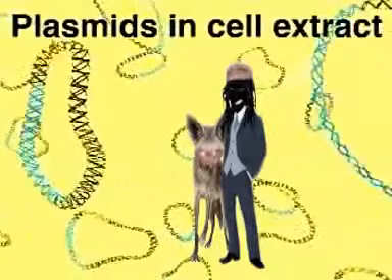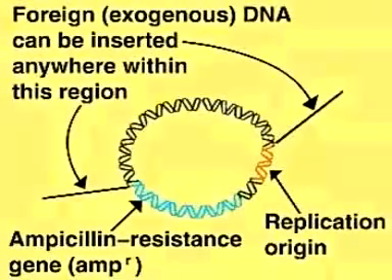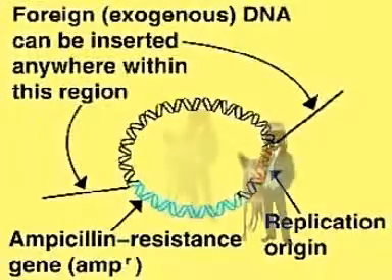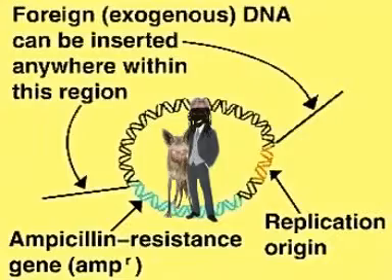Generally, a plasmid vector contains three elements: a cloning site where the foreign DNA fragment can be inserted, a drug resistance gene which destroys antibiotics, in this case ampicillin, to allow selective growth of the host cell, and a replication origin to allow the plasmid to replicate in the host cell.